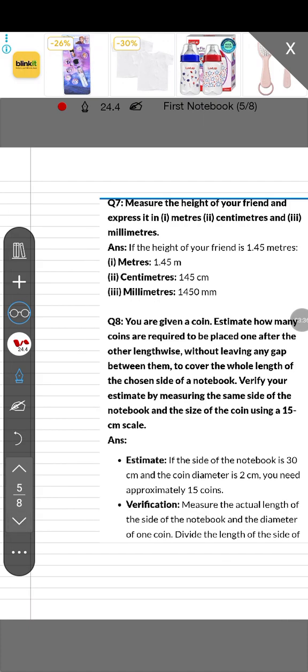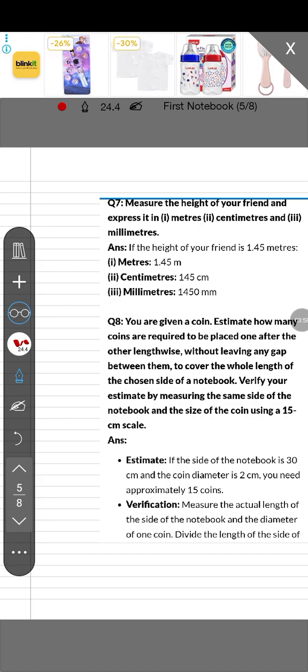Question number 7. Measure the height of your friend and express it in meters, centimeters and millimeters. In meter, write down the value, then for centimeter, multiply it by 100, and for millimeter, multiply it by 1000. So 1.45 multiplied by 100 is 145 cm, and 1.45 multiplied by 1000 is 1450 mm.